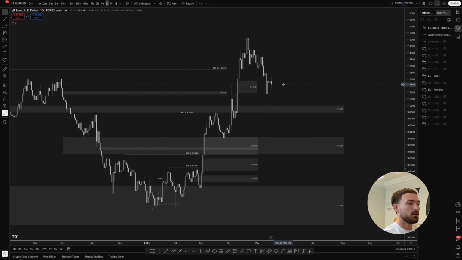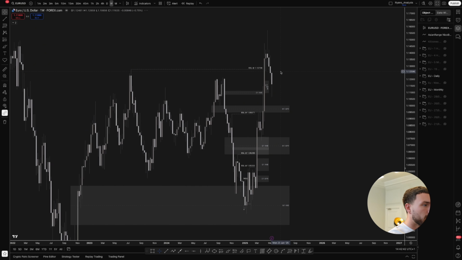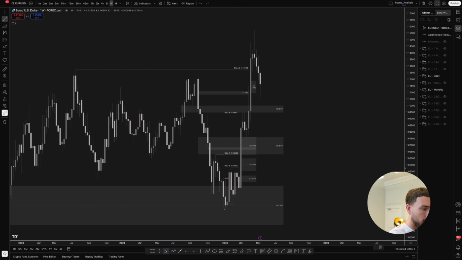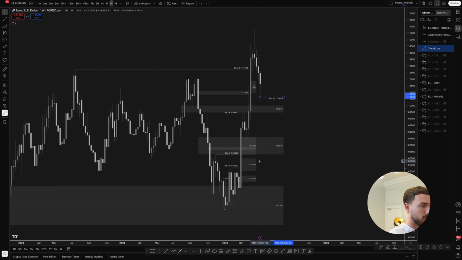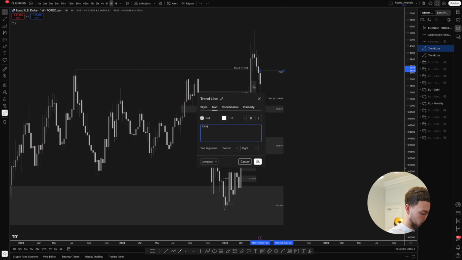That's what we're seeing. So going into next week as well, we also got these key levels, which I haven't drawn on. So we've got our previous weekly low here, bottom. And then we also have our previous weekly high. So going into this week, I'm going to look at these levels in the market and see what we can do.